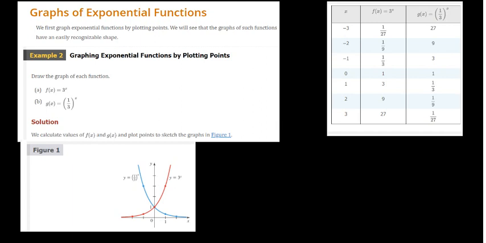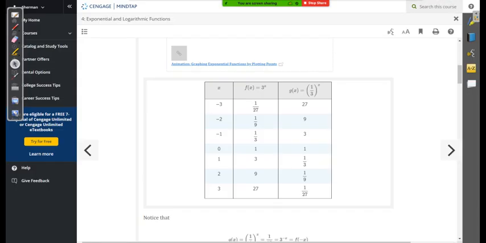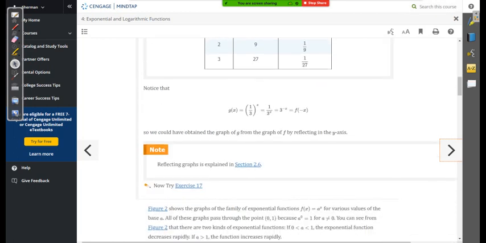So no, we're not going to talk about the behavior of it yet. Okay, so all we did there was just simply plot the points.